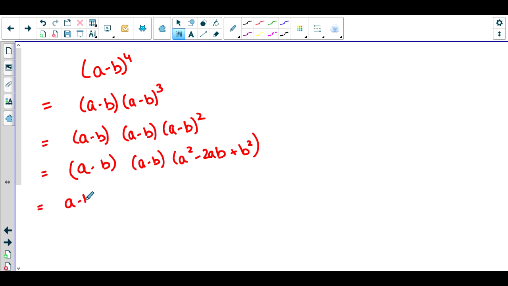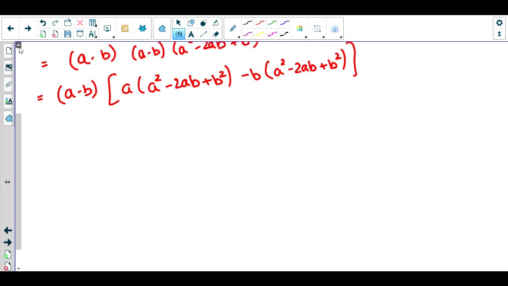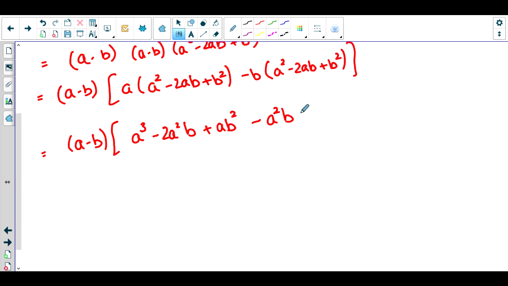Now let's make it a more simplified form. Keep one (a - b) outside. Solve first these two: a into (a square minus 2ab plus b square), minus b into (a square minus 2ab plus b square). I'm expanding it. Be careful with the simplification and always try to be in order. So a into a square will be a cube minus 2a square b plus ab square. Arrange it always alphabetically, don't write it b a square, always write minus a square b, so that when you want to pick the like terms, it becomes easy.